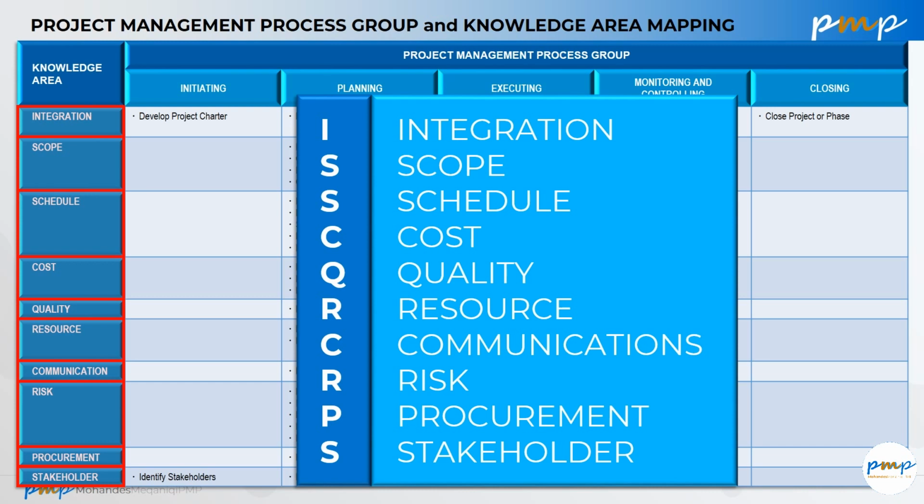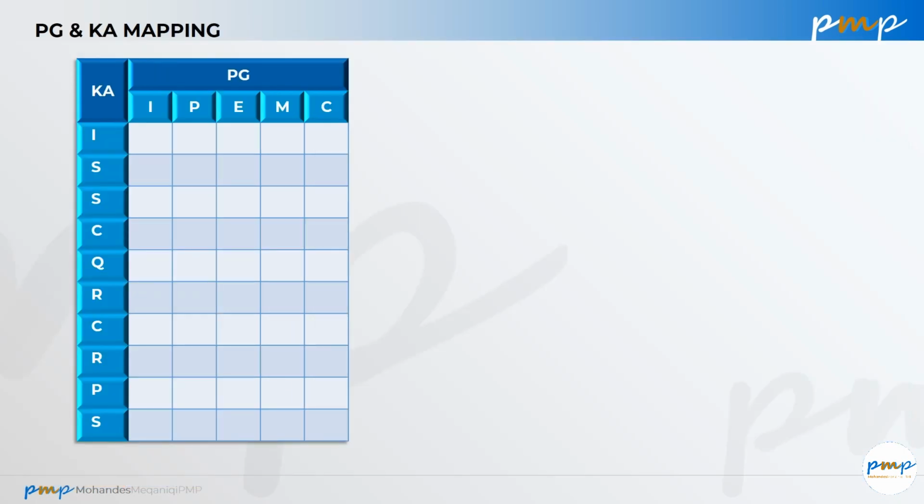Now that we know our knowledge areas and our process groups, we're ready to move on to our processes. Now, to memorize the processes, I want to introduce you to something called the phone number technique. The phone number technique states that you can write out the number of processes in each of the knowledge areas, and it kind of spells out a phone number.